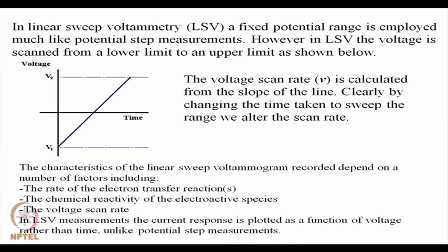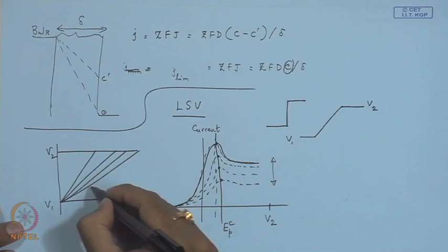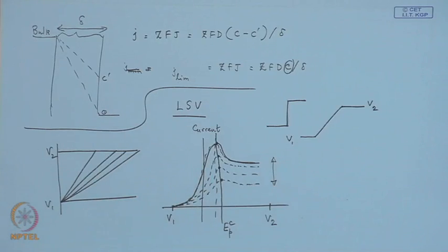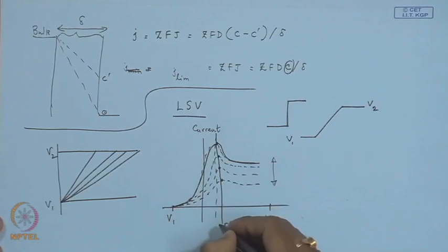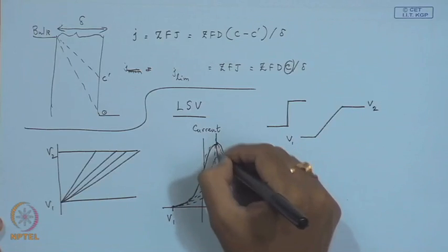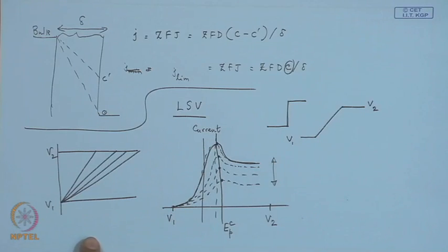Anyway, this is pretty much what is done in linear sweep voltammetry. You keep on changing the scan rate, and you get different response curves. From this you can get the cathodic peak potential, that is from this peak value.